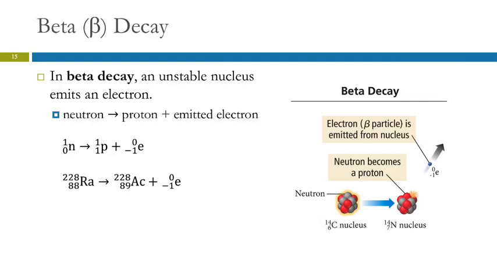Well, it turns out that a neutron can come apart into a proton and an electron. So a neutron is actually a combination of a proton and an electron. This has nothing to do with the electrons that are outside the nucleus. This is an electron that's coming from inside the nucleus.